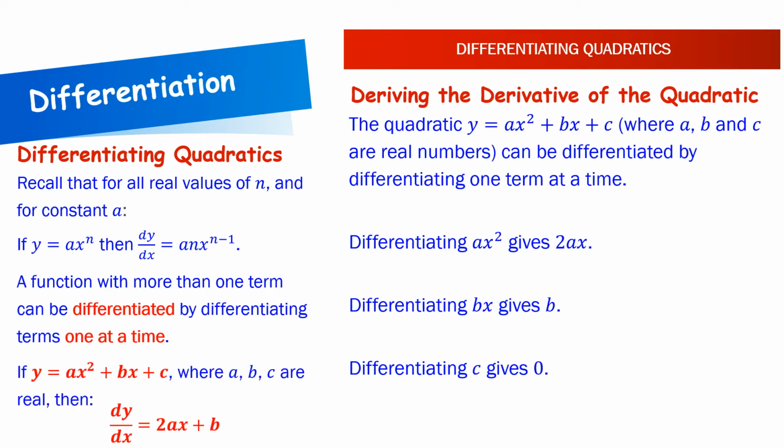Now, if y equals ax squared plus bx plus c, where a, b and c are real, then dy/dx equals the sum of these, so it equals 2ax plus b. So here's y equals ax squared plus bx plus c, and here's 2ax plus b plus 0.